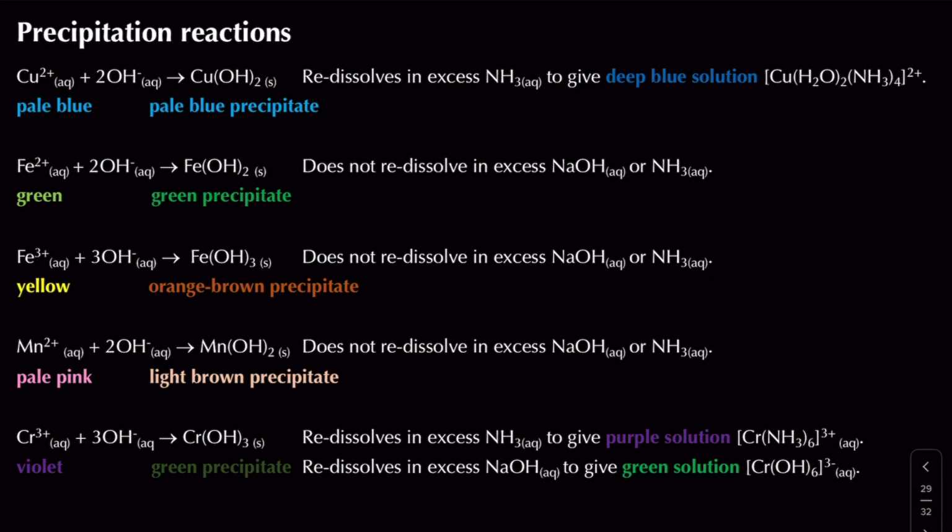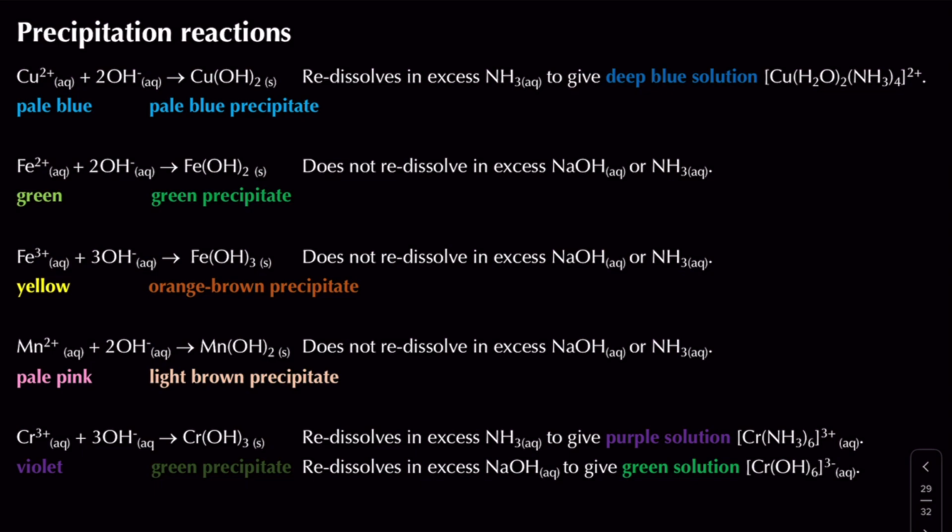The next one is pretty straightforward. The next one is going to be precipitation reactions. Now this happens where we take two aqueous solutions, we react them together, and we end up forming a solid precipitate out of them. Now in module 3 we actually came across quite a few different precipitation reactions where we were testing for halide ions and so on, but in module 5 you need to learn, of course, the other precipitation reactions that happen with our transition metals.